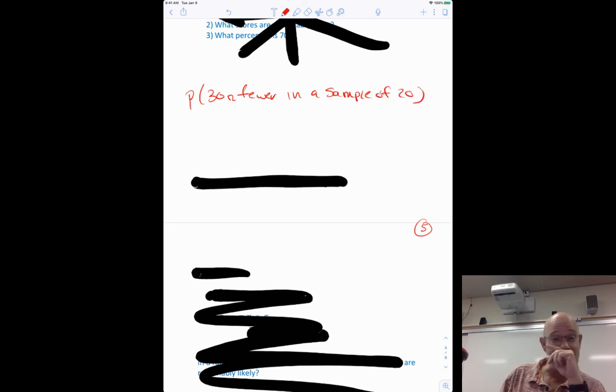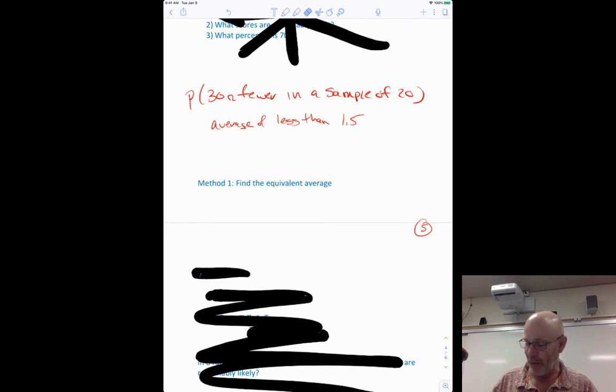So there's two ways to do this. One is probably the way most people would do it, because I haven't told you the second way, is just to change this to average, right? So 30 or fewer in a sample of 20 is just an average of less than 30 divided by 20, or 1.5. So method one is just find the equivalent average. I don't really want you to do it this way because this is not going to work in the long run. We're just going to change it to totals. We're just going to get a new distribution.